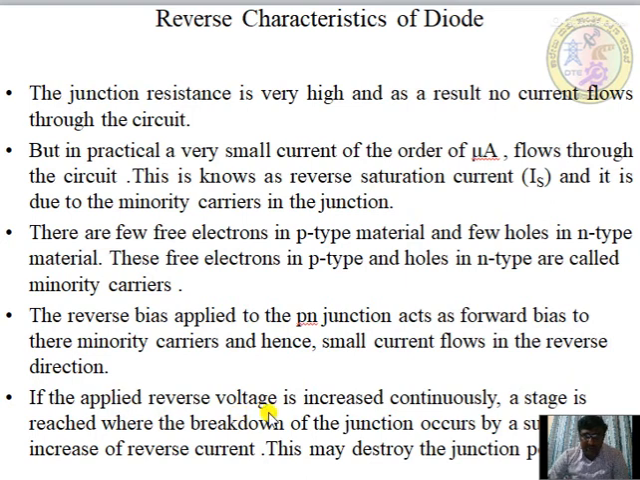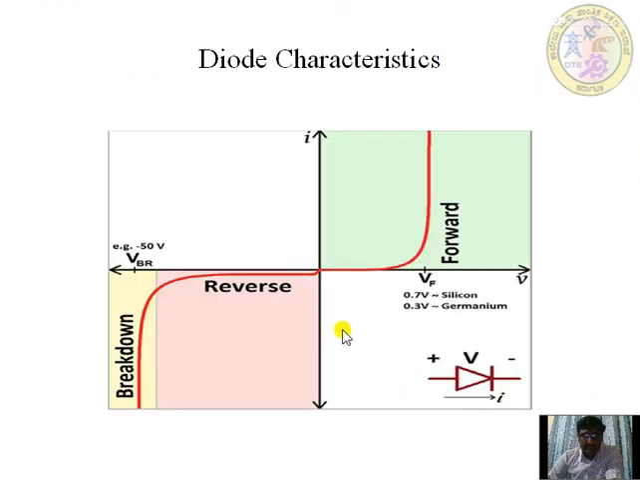Next, if the reverse voltage is increased continuously, a stage is reached where the breakdown of the junction occurs, with a sudden increase of the reverse current. This may destroy the junction. If we go on increasing the reverse voltage, it will obviously damage the diode. That is the combination of forward bias as well as reverse bias. These are the diode characteristics.